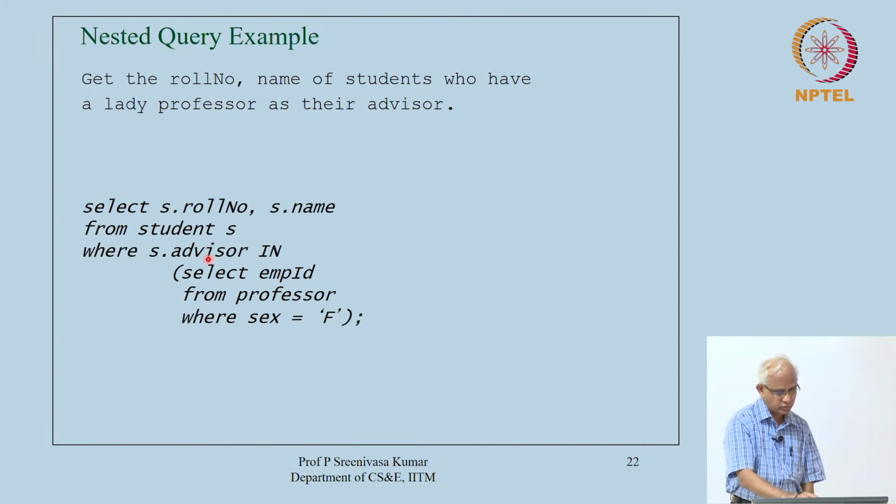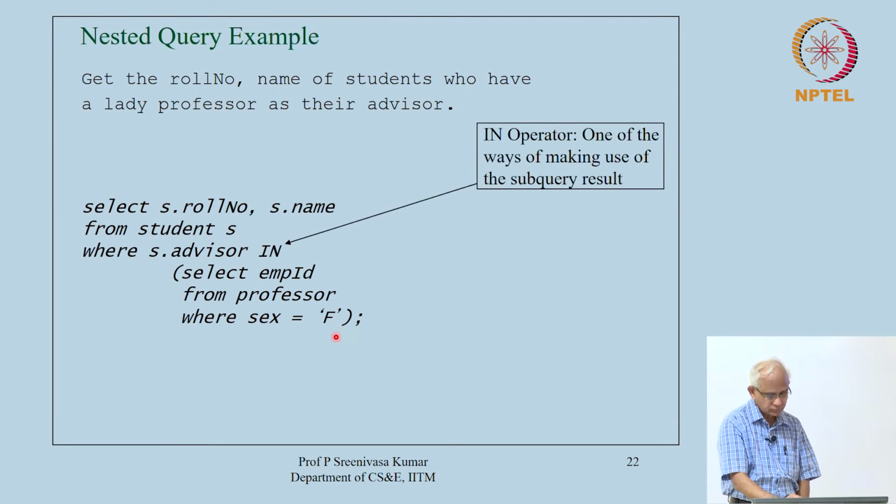So, here is how we could do that using the subquery feature. So, this is the subquery, and we are using the in operator to make use of the subquery results. So, what is the subquery doing? Select employee ID from professor where sex equals F. So, you are getting hold of all lady professors' employee IDs. Now, what is this table? This table is a single column table with employee ID, a temporary table with a single column with employee ID.